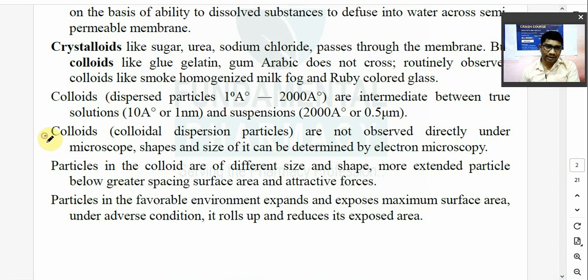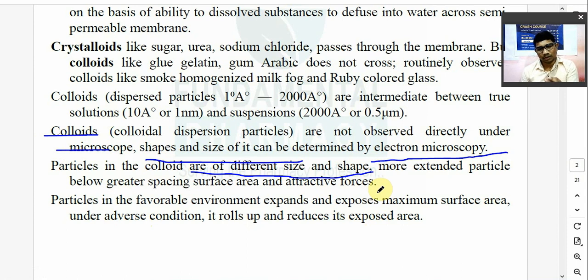So the particle size of colloids cannot be observed under a simple microscope, but their size and shape can be determined by electron microscopy. By electron microscopy, particle size क्या होता है वो भी important है. Now particles in the colloids are of different size and shape. If you want to see the size and shape, you can see it in the book. Okay? So different size and shape.